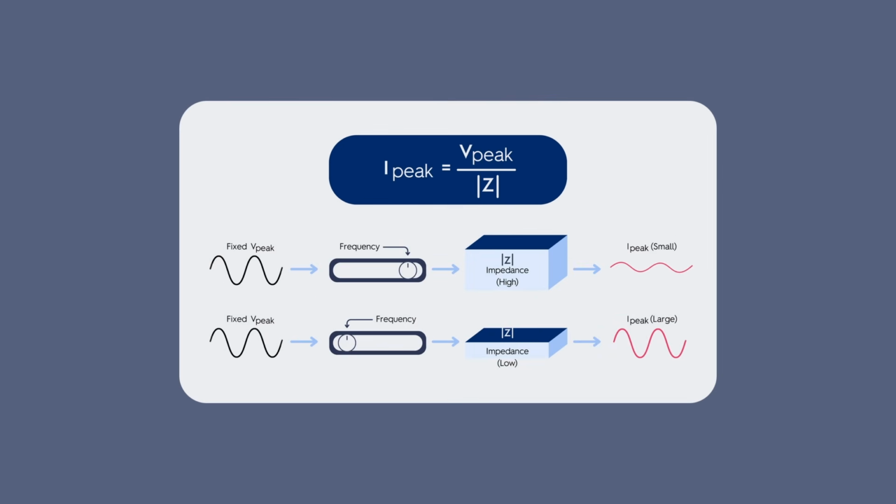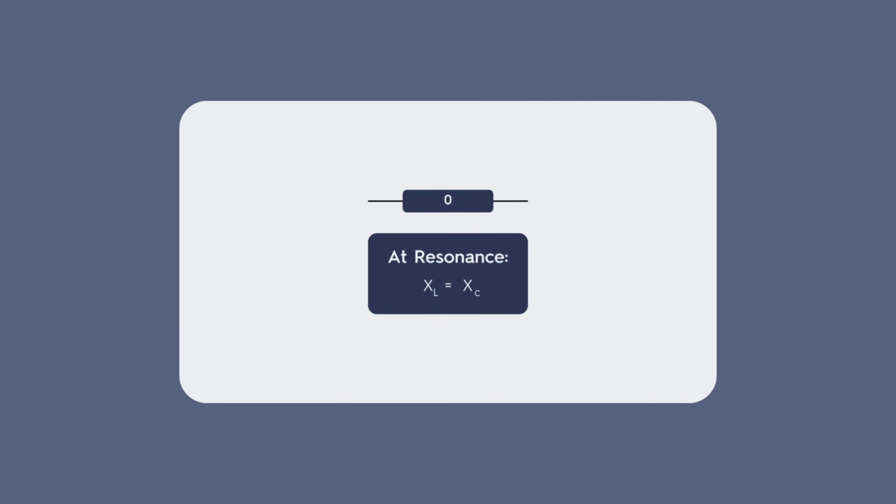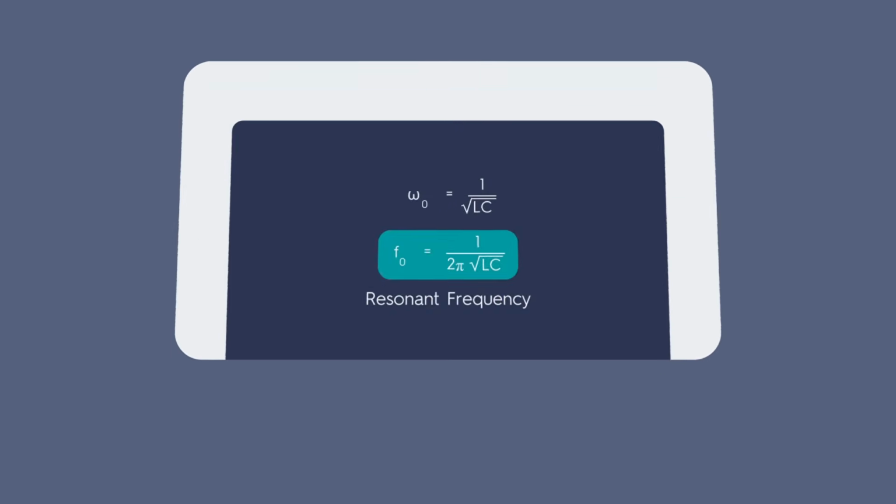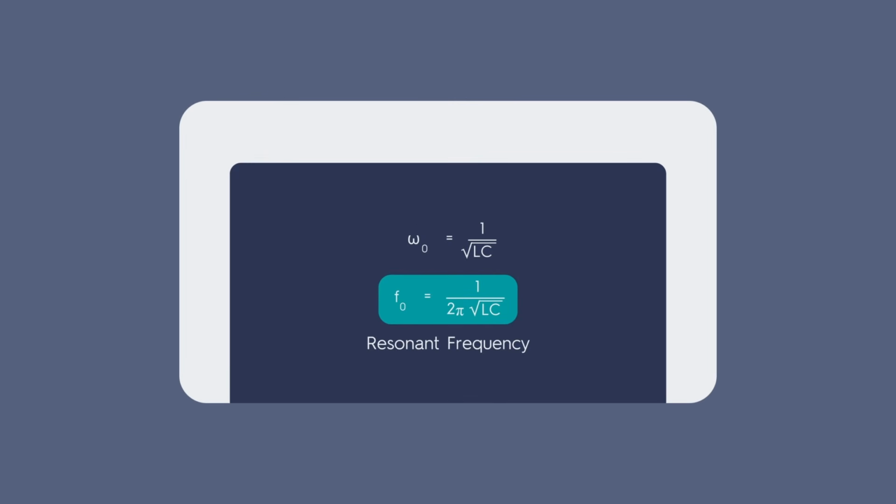So far, we've covered that current peaks when impedance is smallest. That happens when inductive and capacitive reactance match, and the resonant frequency depends on L and C.